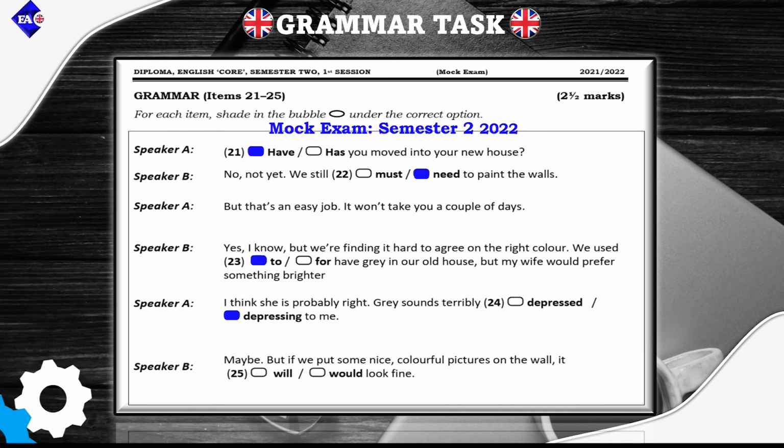Once again, we have an if clause that is about conditional sentence type 1, which talks about a possible result in the present or future. So the right answer is will.